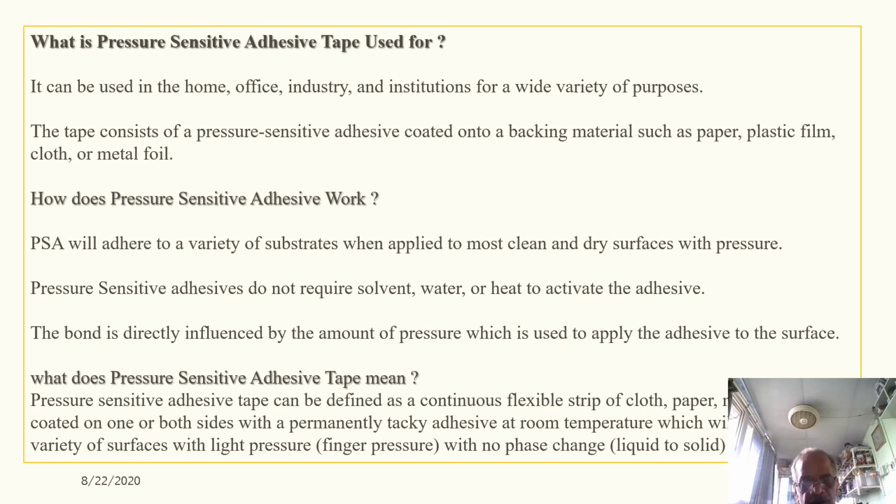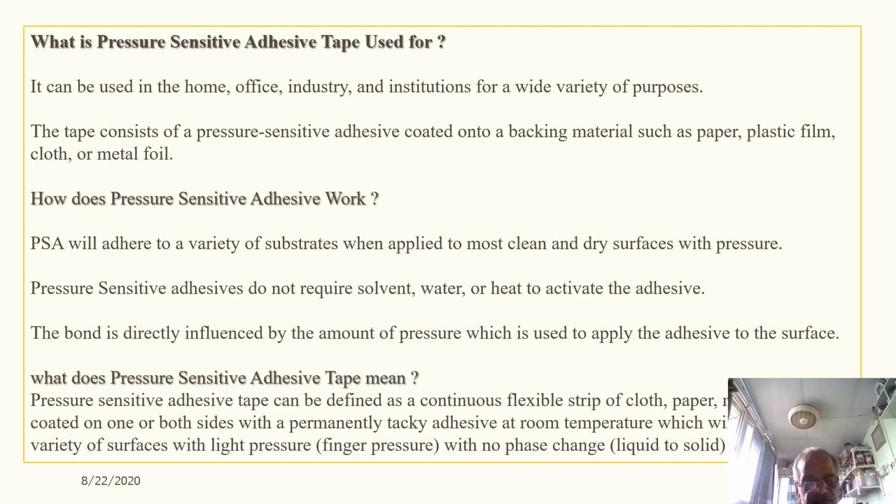PSA will adhere to a variety of substrates when applied to most clean and dry surfaces with pressure. Pressure sensitive adhesives do not require solvent or water or heat to activate the adhesive. The bond is directly influenced by the amount of pressure which is used to apply the adhesive to the surface.